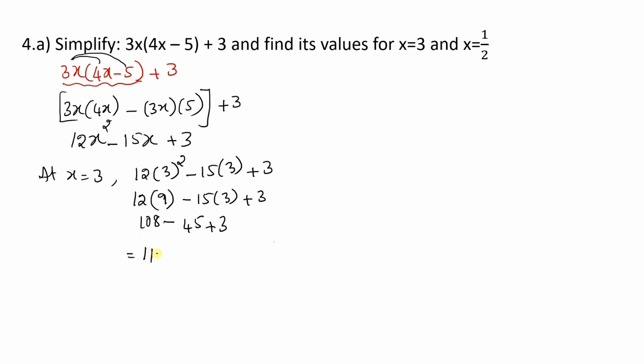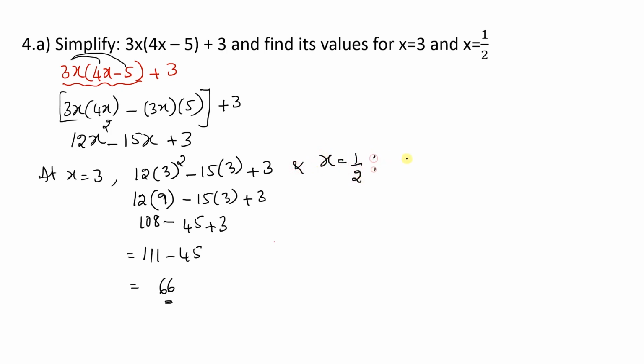You add the like terms. 108 plus 3 is 111, minus 45. Therefore, 11 minus 4 is 7, 11 minus 5 is 6, 10 minus 4 is 6. So it is 66.